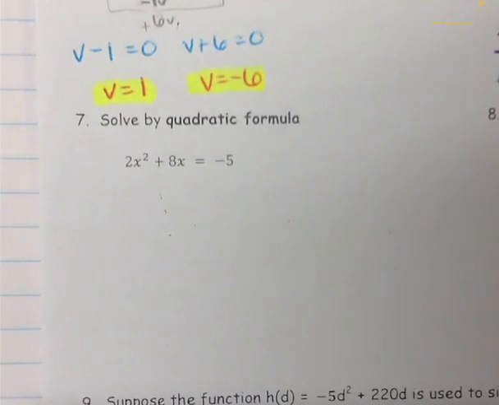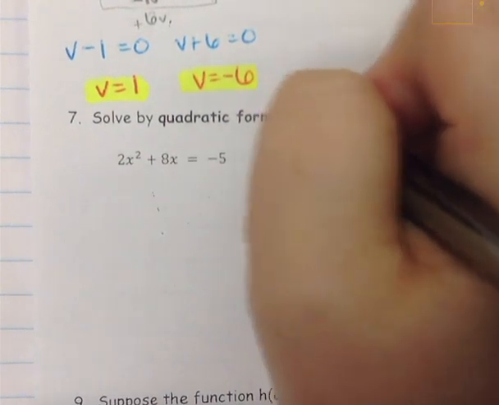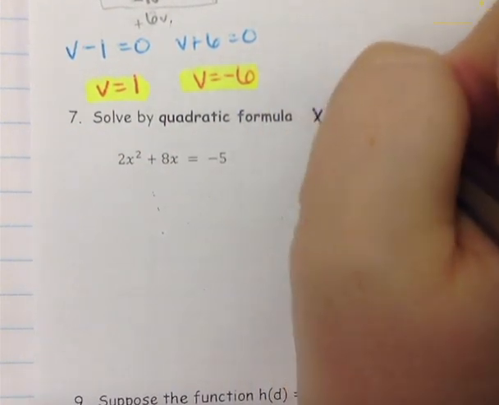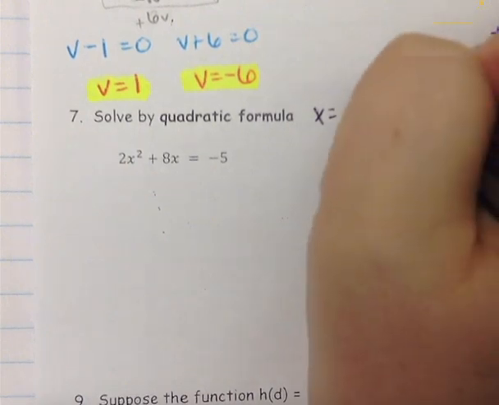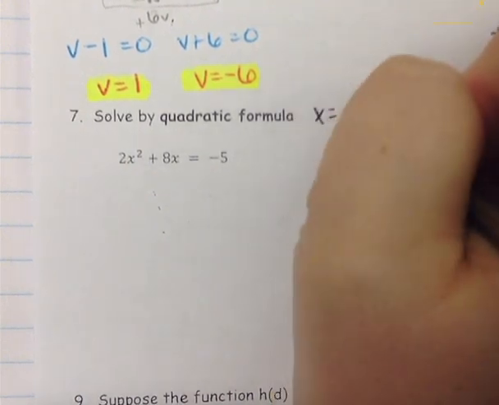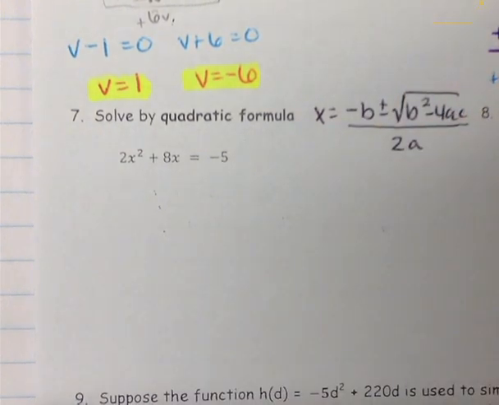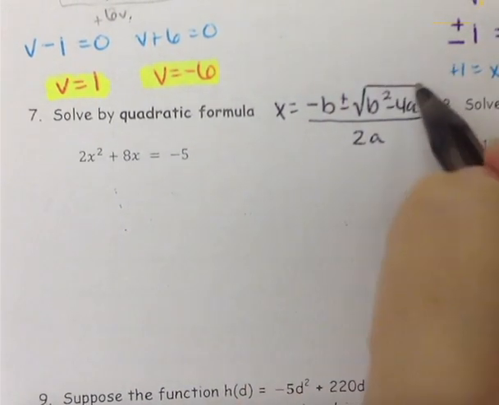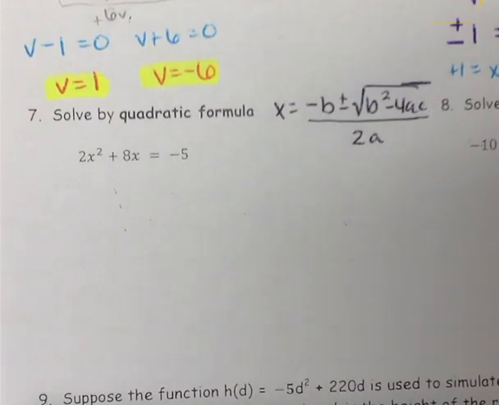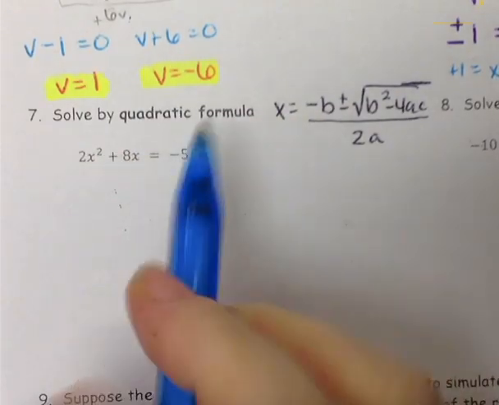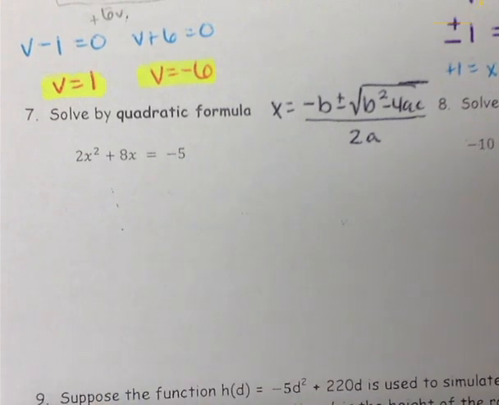The next example is solved by quadratic formula. The quadratic formula is x equals negative b plus or minus the square root of b squared minus 4ac all over 2a. You're going to be plugging in the numbers for a, b, and c. So our a value, b value, and c value we need to find.